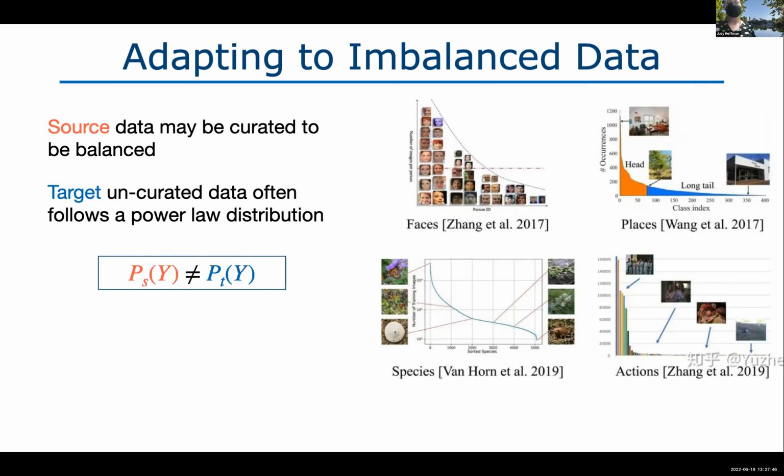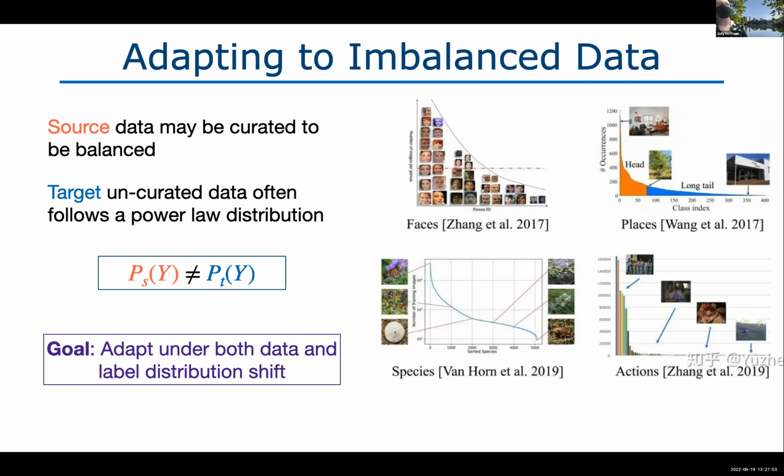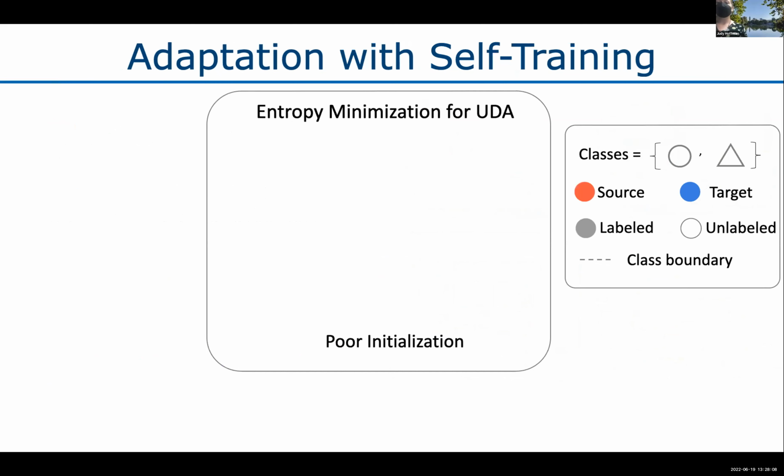This is going to lead to a distribution mismatch in label space between our source and target data. And so what we really need is the ability to adapt even when we have not only appearance changes, but also label space changes, when you have a different distribution of your categories at train and test time. And to demonstrate why this might be an especially challenging problem, I'm going to show you an example that uses self-training for adaptation.